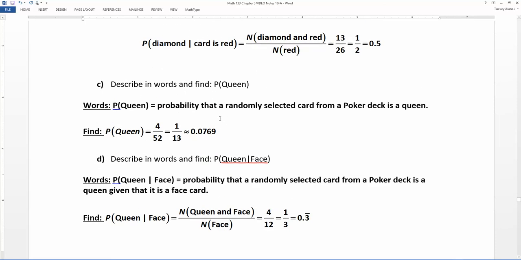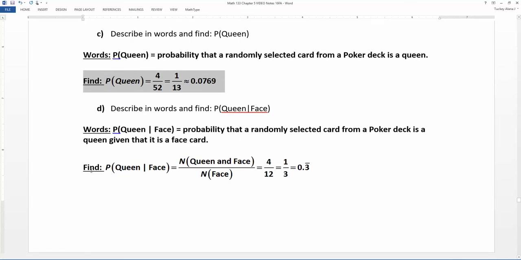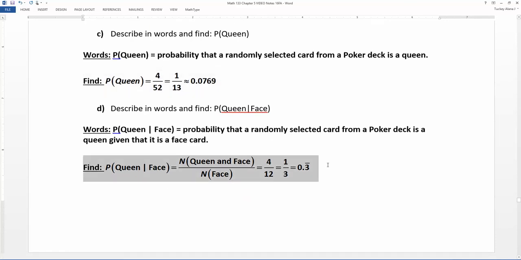I mean, notice, if you don't have a clue, the chance of just getting a queen is 0.0769, 0.077. But if you catch a glimpse and see that it's face, then the chances of it being a queen from that point is what? Almost triple that, right? 0.07 times 3 is 0.28, and we're above that. So it significantly changes your chances.